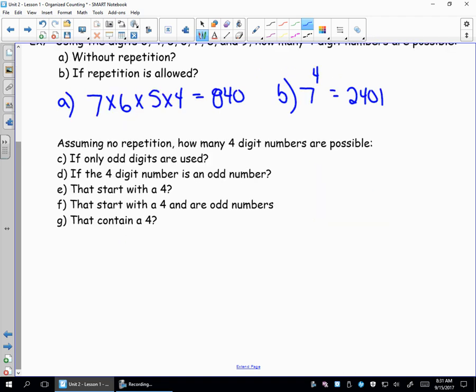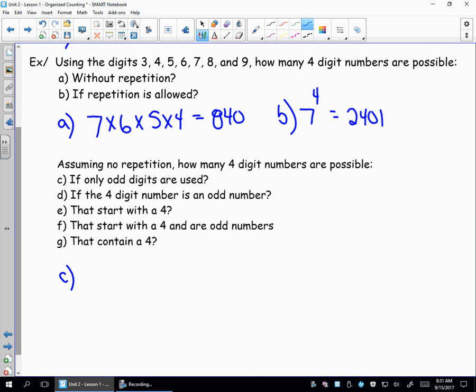Okay, for the rest of the questions, we're going to assume no repetitions allowed. We're still making 4-digit numbers. Part C, we can only use odd digits. So I can't use the number 4 because it's not an odd digit, but I could use a 3, a 5, a 7, or a 9. How many different combinations are possible?